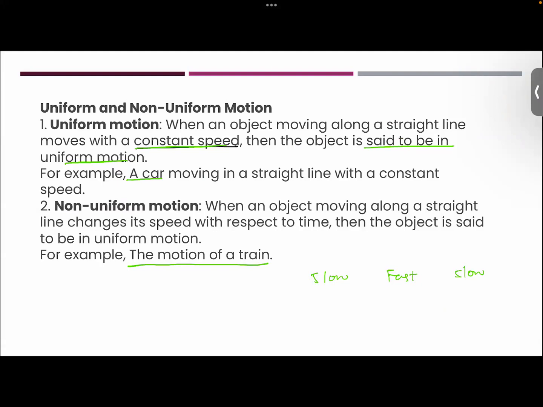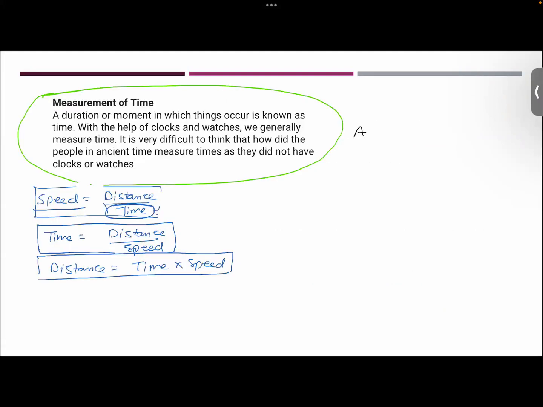Average speed, what is linear motion, rectilinear motion, all these things we have discussed so far, right? Yes, sir.